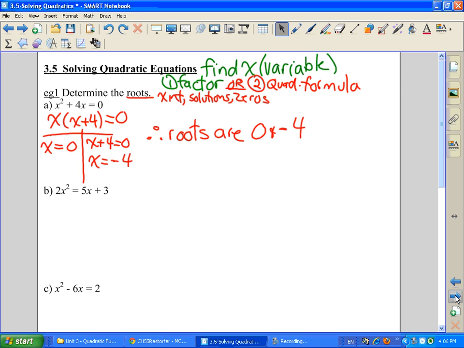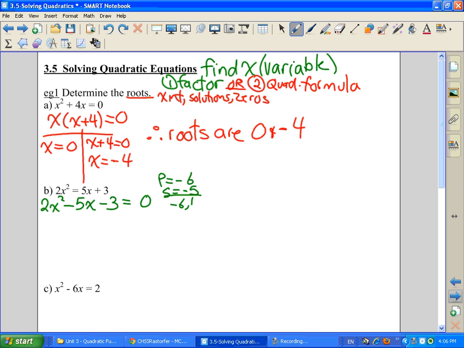All right, looking at our second example. Okay, we want to collect the like terms on one side. So we'll go 2x squared, bring the 5x over becomes negative, and bring the positive 3 over becomes negative, and we're left with 0 on the one side. We need that in order to solve. Okay, looking at this, ladies and gentlemen, it looks like we're going to do decomposition. So product equals negative 6, sum equals negative 5. Okay, so our values are going to be negative 6 and 1.